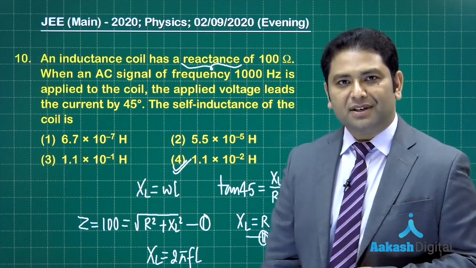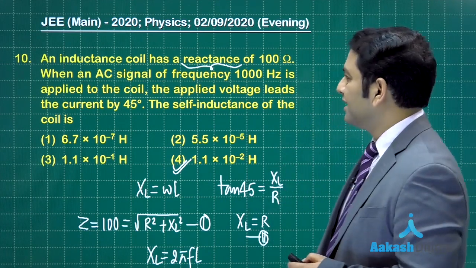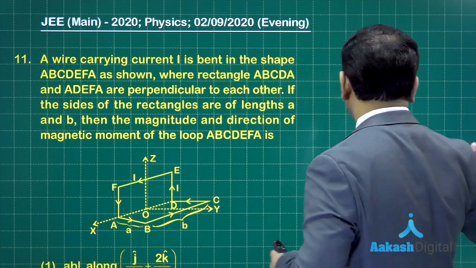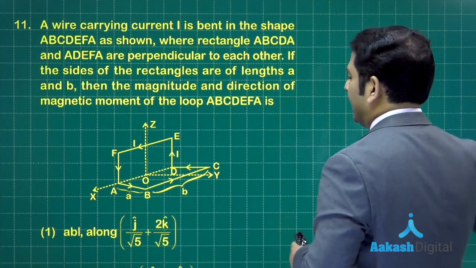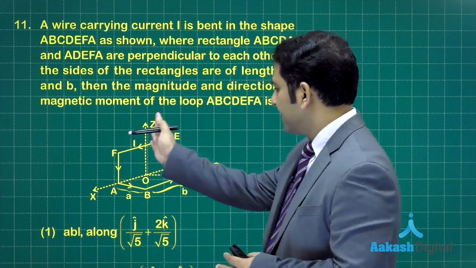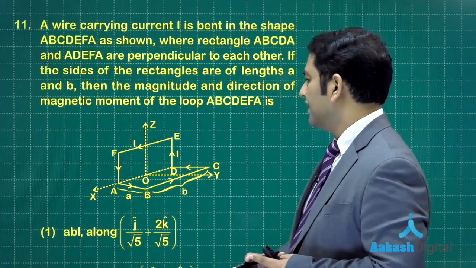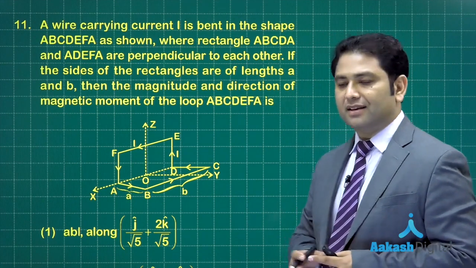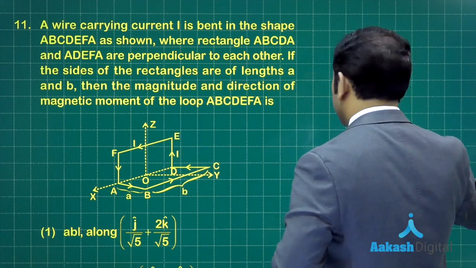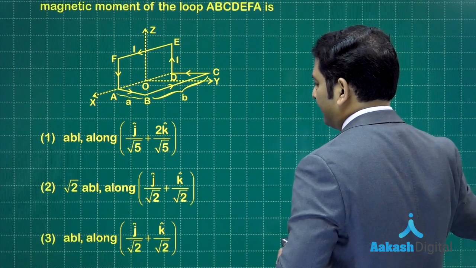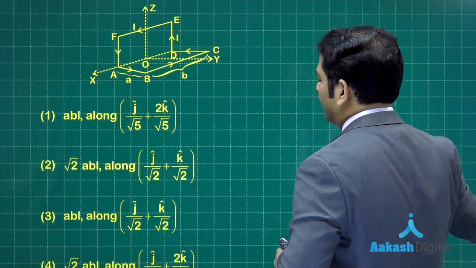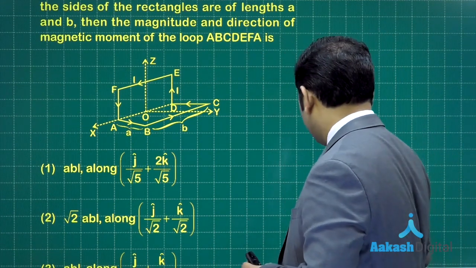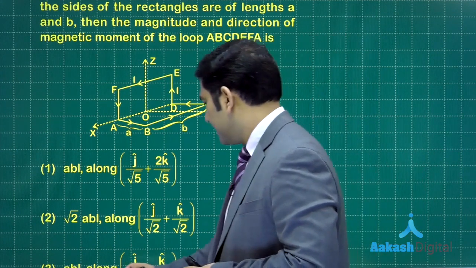Now let's go to question number 11. Question number 11 is something like this. Again, the magnetism part. A regular question, you could say. There is a wire frame and one segment is in the XZ plane, the other segment is in the XY plane. And we need to calculate the magnetic moment of the entire loop. Let me show you the options so that you can have a fair idea of how we are going to move.